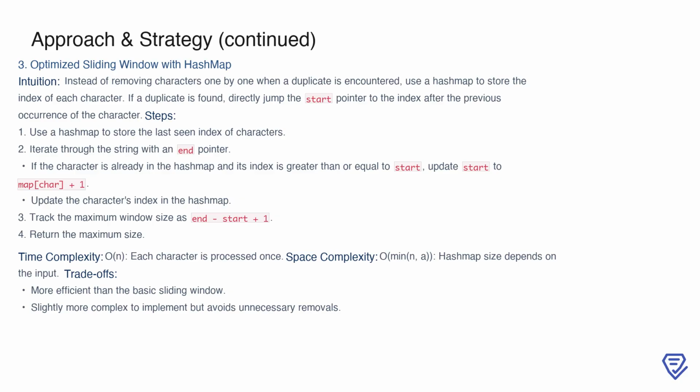This eliminates unnecessary removals and ensures the window remains valid. The process involves iterating through the string with the end pointer while updating the hash map with the latest index of each character. If a duplicate is found and its index is within the current window, we adjust the start pointer accordingly. The maximum window size is then calculated as the difference between the end and start pointers plus 1.